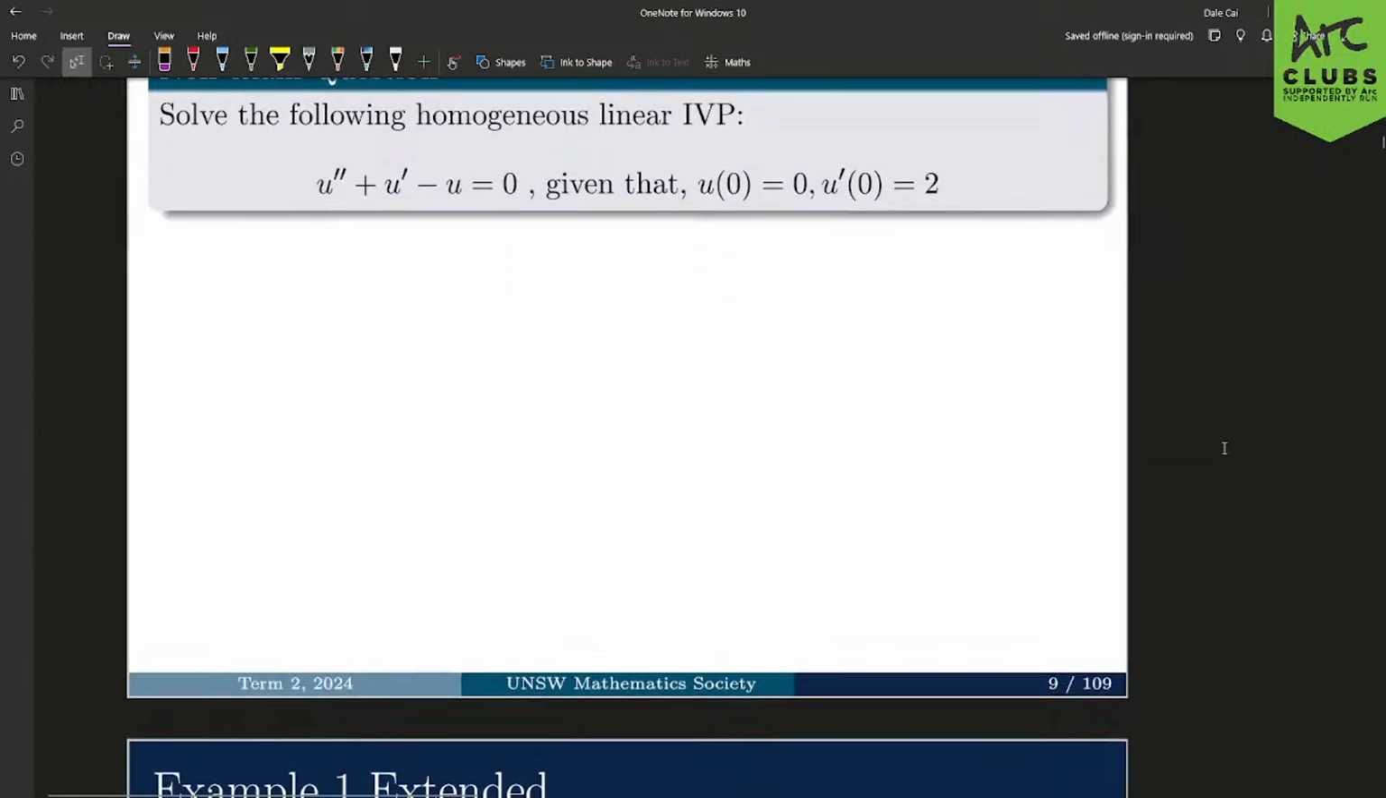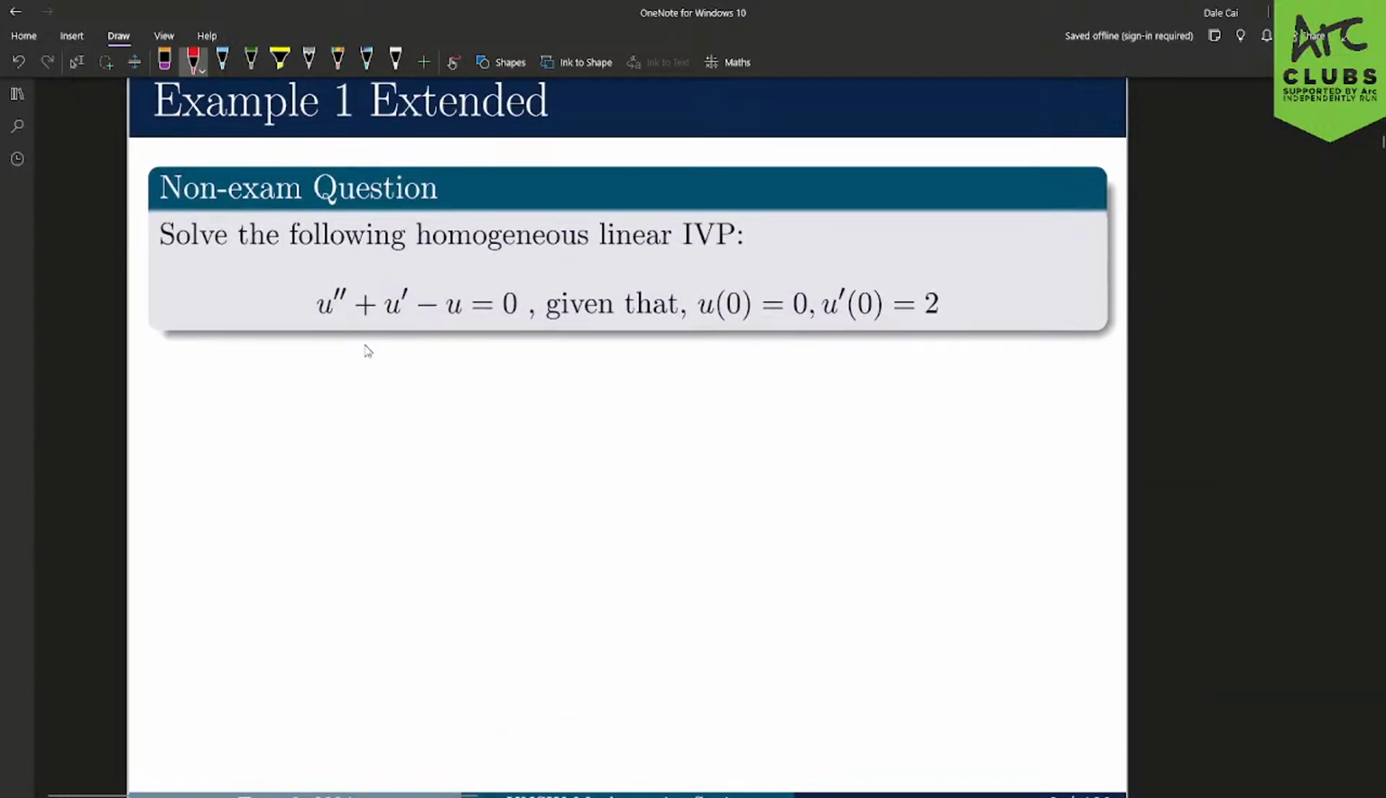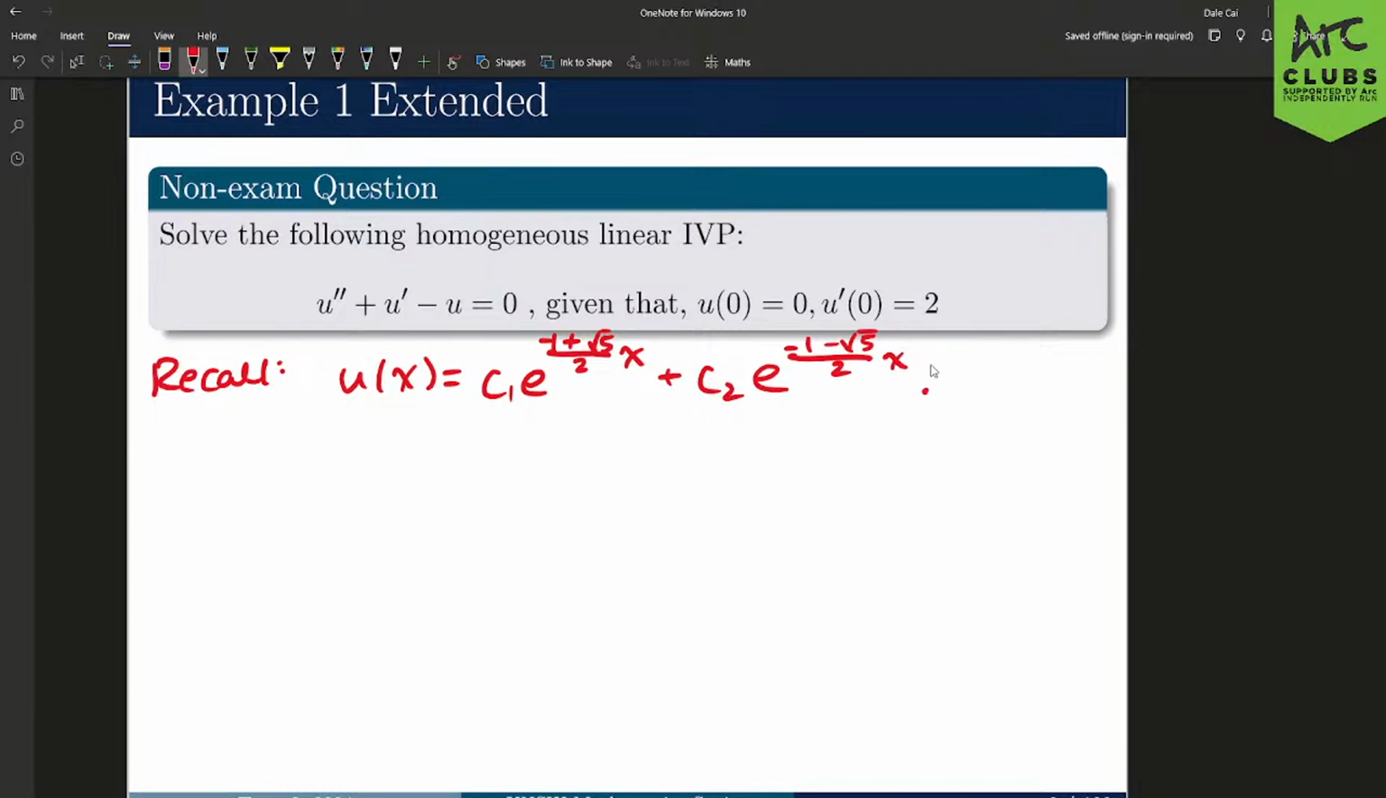Okay, so here's an example of an initial value problem. Let's solve this, given that u(0) is something, u'(0) is something else. So recall from before, our solution was u of x equals c1 e to the (-1 + root 5)/2 of x plus c2 e to the (-1 - root 5)/2 x. And now we can sub in some values.